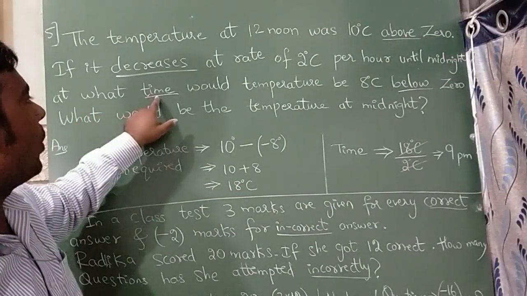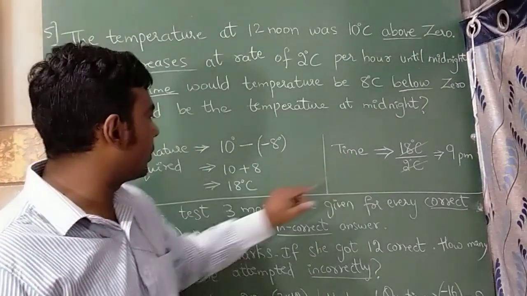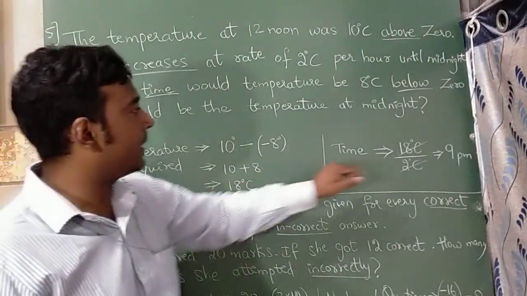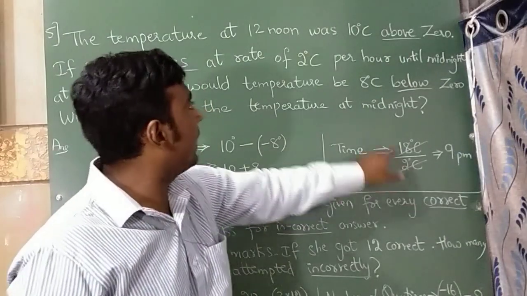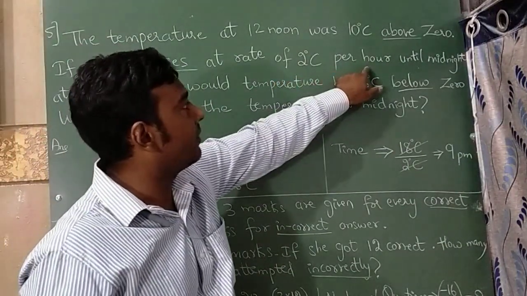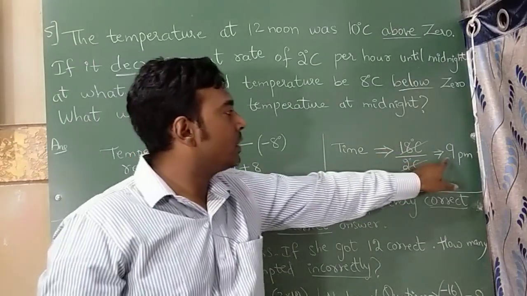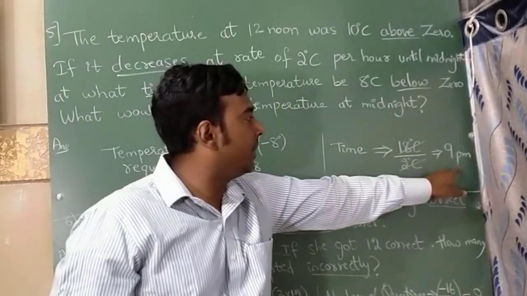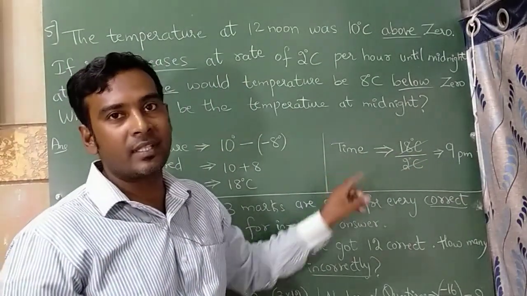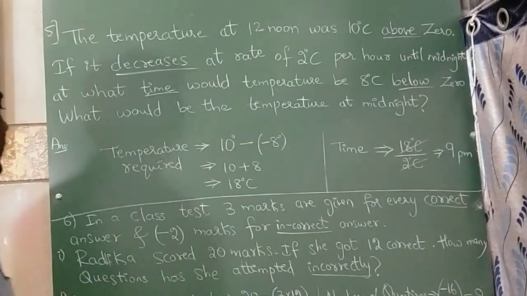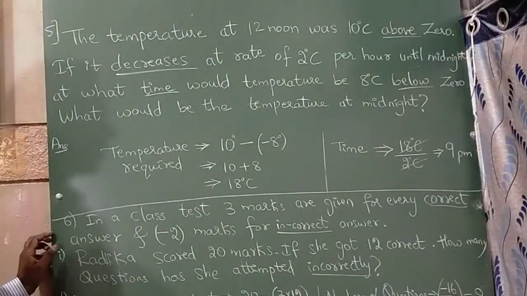Now they are asking what time. So time is equal to the answer what we have got, that is 18 degrees Celsius divided by 2 degrees per hour. So I have written here 2 degrees. So 2 ones are 2, 2 nines are 18. So the answer is 9 PM. That is the time. This is the simplest answer. Fine. Now let's move on to the sixth question.